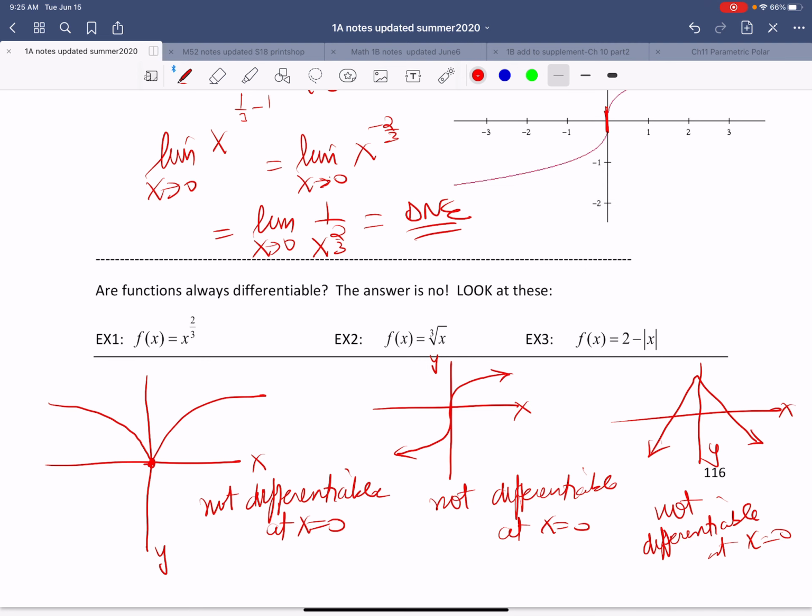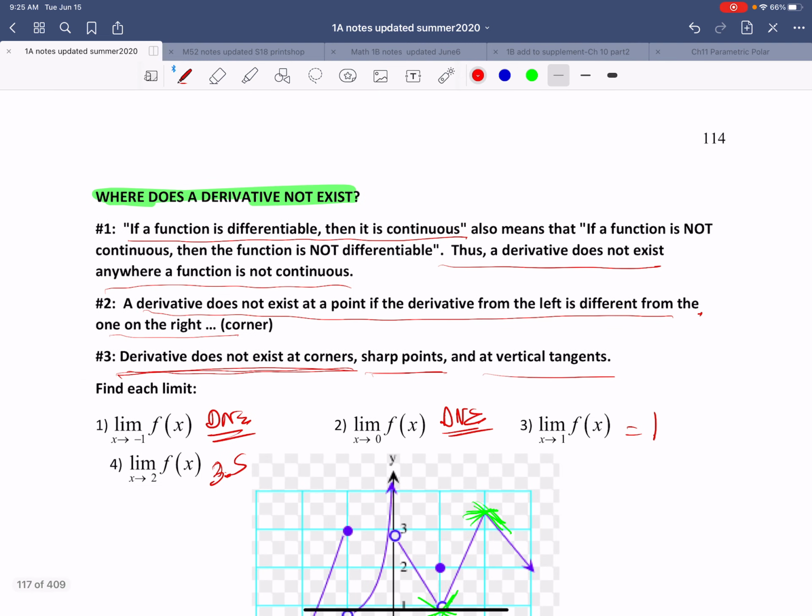That's all for this video. So remember, if a function is not continuous somewhere, then the derivative does not exist. The derivative does not exist if the limit coming from the left hand side is different from the limit coming from the right hand side. And the derivative does not exist at sharp corners, at sharp points, and vertical tangents.